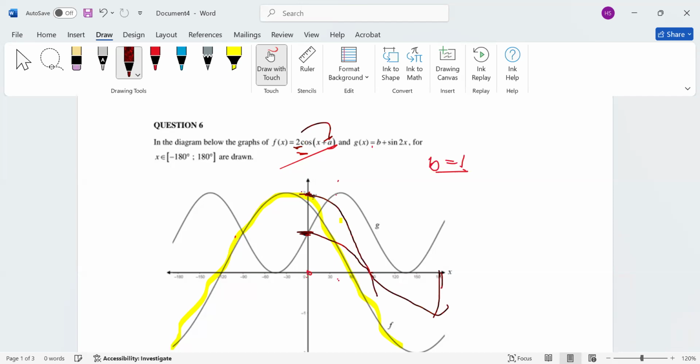Now look at this one. It's not turning at 0. It's turning somewhere here. You're looking at the wrong graph, so it's two factors. No, that one's your factor, the yellow one.